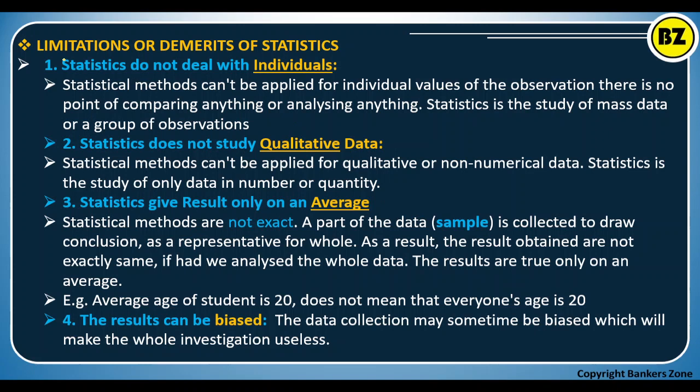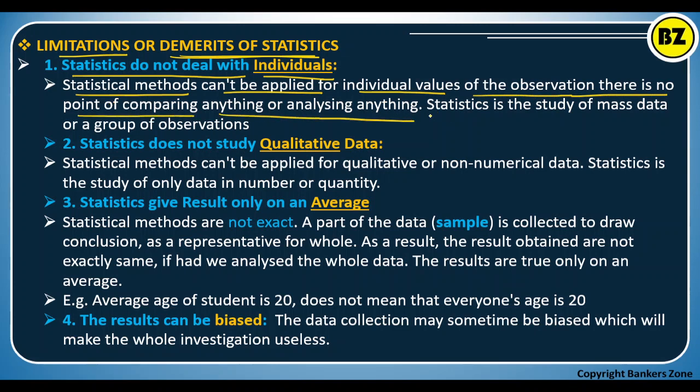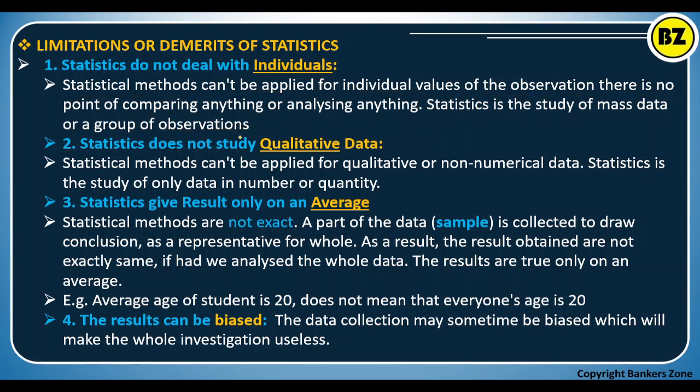Now we will discuss the limitations or demerits of statistics. Statistics does not deal with the individual. Statistical methods can't be applied to the individual value of an observation. There is no point of comparing anything or analyzing anything. Obviously, statistics is the study of mass data, or a group of observations. So what we have to note here is that statistics does not deal with the individual. How can you compare one person? To compare one, you need at least one other person. So we can say statistics cannot deal with the individual.